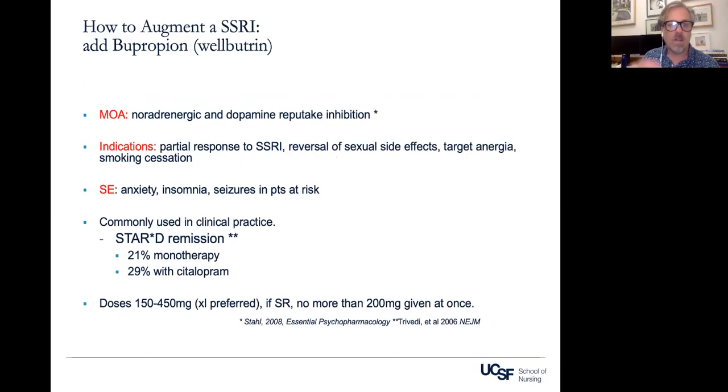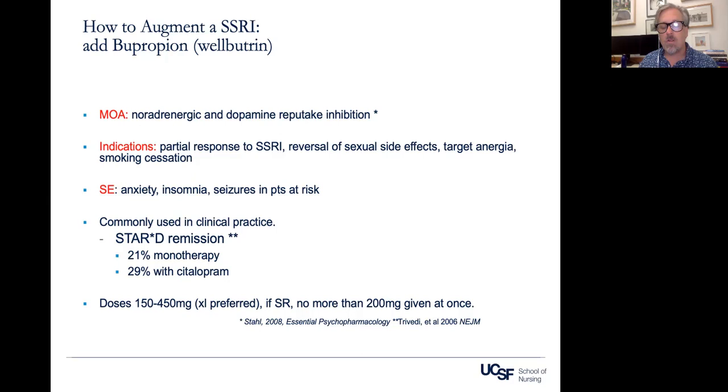So first of all, let's talk about bupropion, because this is probably the most common augmentation strategy, especially for SSRIs. Now, of course, bupropion, as you know from the antidepressant lecture, is primarily a norepinephrine, but to some extent a dopamine reuptake inhibiting drug. And so it increases the level of both norepinephrine and dopamine at the synapse to improve mood. And we typically do this for people that have had a partial response to SSRIs.